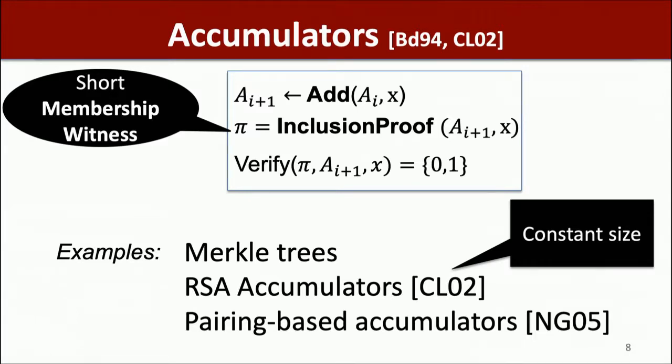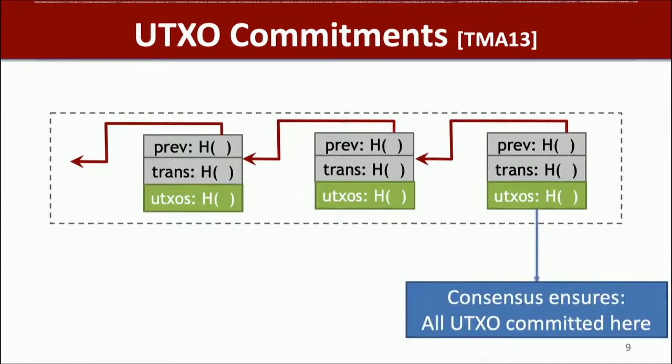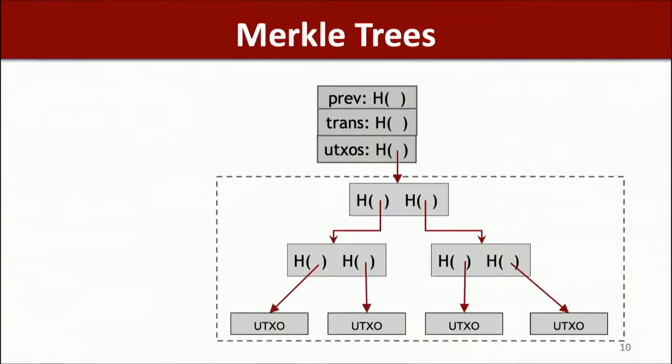One very concrete example of an accumulator, which you may be very familiar with, is Merkle trees. But later on, I will talk about RSA accumulators, which have the benefit that the inclusion proofs are constant size. So again, the blockchain design would look like this. In every block you now have this accumulator, which commits to the state. So how does this look if we have a Merkle tree?